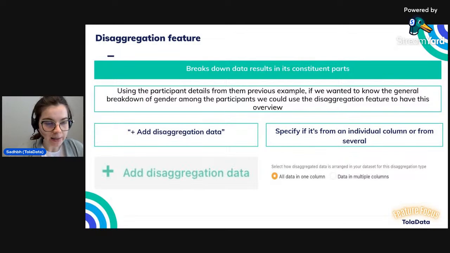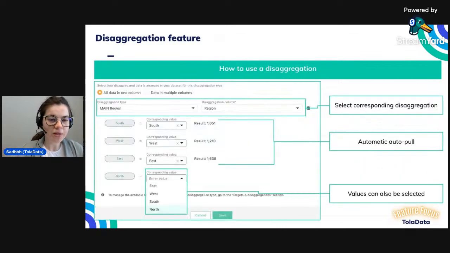How you can add this is very simply by selecting Add New Disaggregation Data. And then you will also select whether this disaggregation information is included within one individual column, or if you can get it from various different columns. Once you select that, you'll be provided with a little tool on how to extract the information. In this instance, I've selected all data in one column.